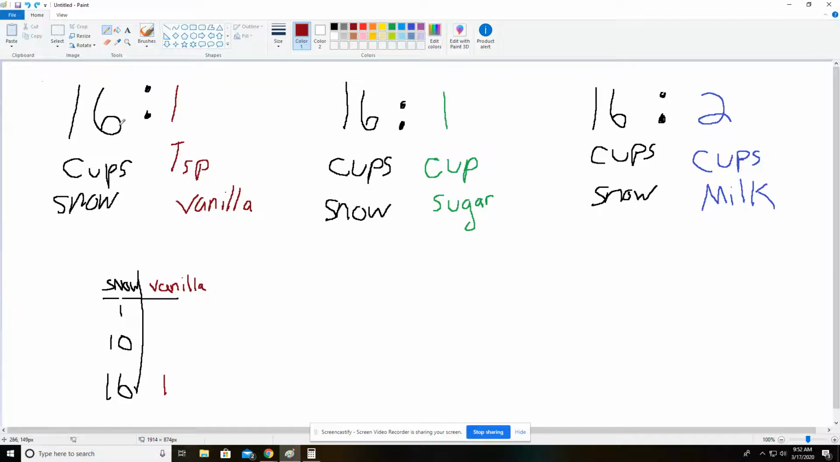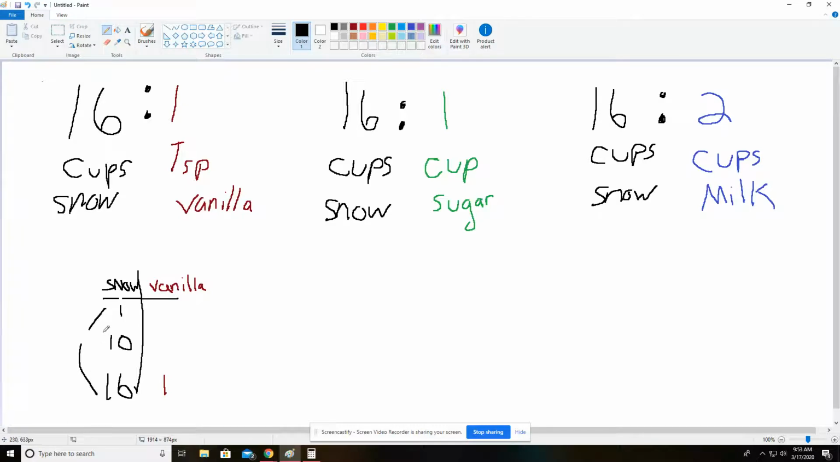if I used a ratio table, since I have them set up in ratios, I can figure out, if I went all the way back to 1 cup of snow, how many cups of vanilla she had, just by multiplying and dividing. So if I were going to go back to 1, I would have to divide 16 by 16, and that would give me 1. If I'm going the opposite way, I would multiply.